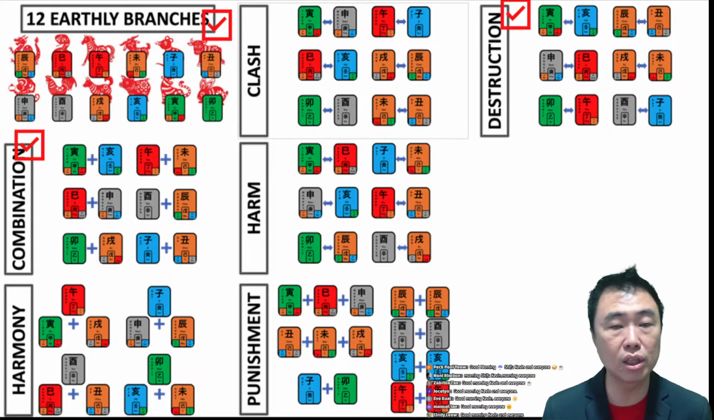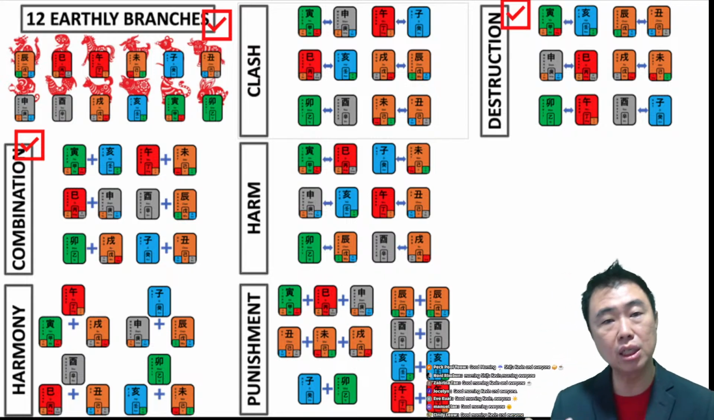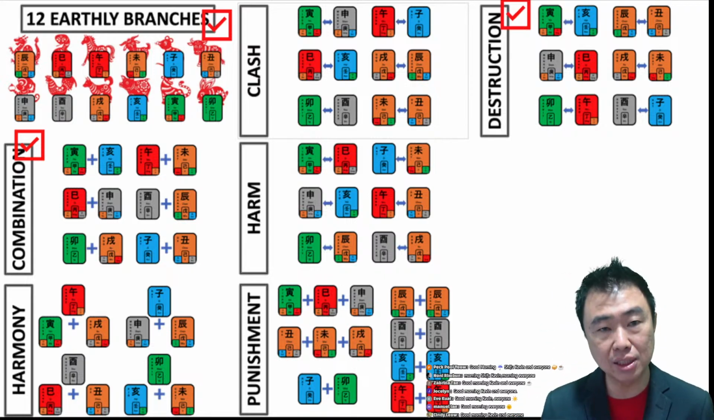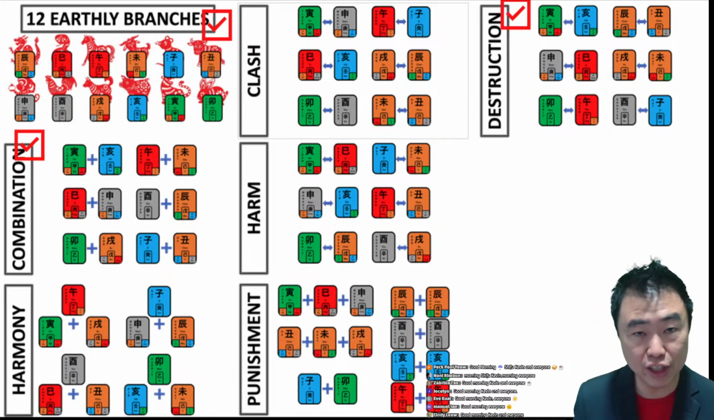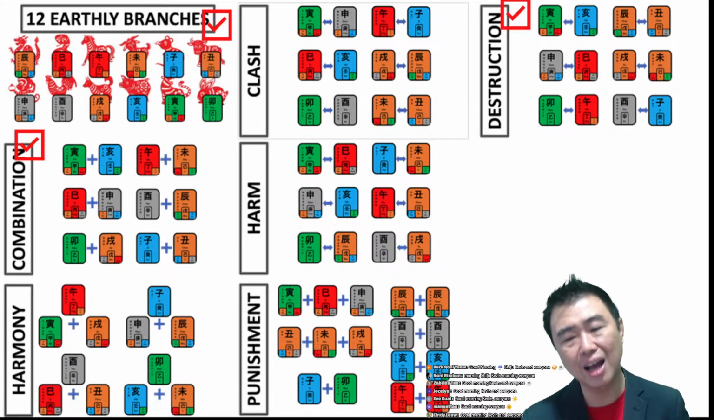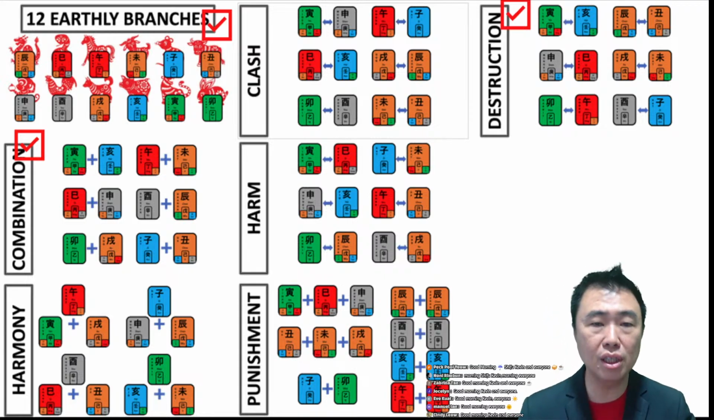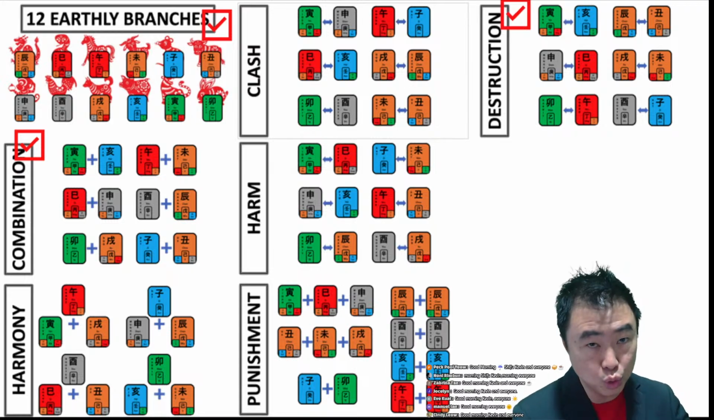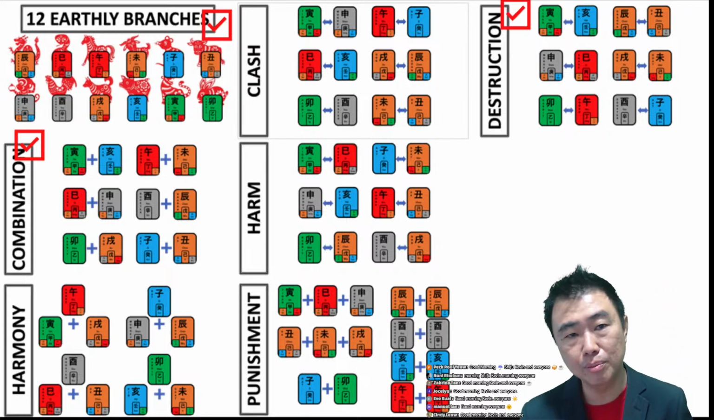So today we're going to take a look at the three harmony. Right, which is one of them. So now basically, if you are studying BaZi, the 12 branches, these are all the interactions that the branches have, which is combination, harmony, clashes, harm, punishment, and also destruction. So all of them are subject to this. So basically, your BaZi chart in a span of 12 years, you will go through all of this. Yeah, there's no exception.